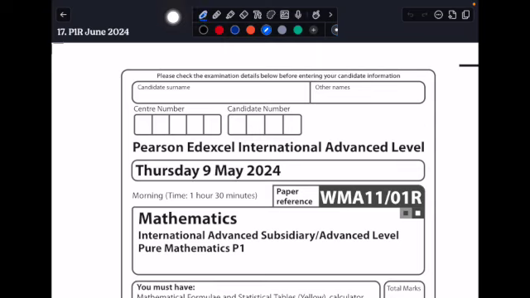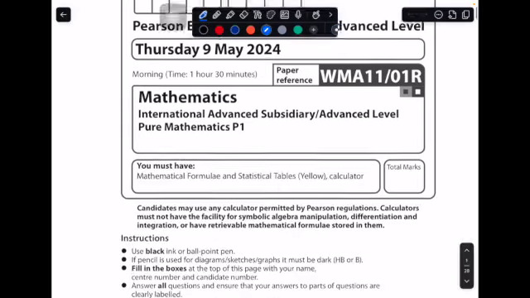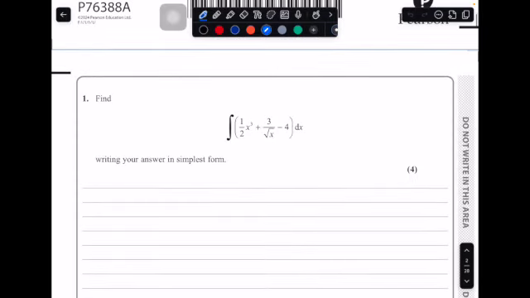This is May 2024, R version P1. Let's start with the first question. It's find the integration of this expression, writing your answer in simplest form.